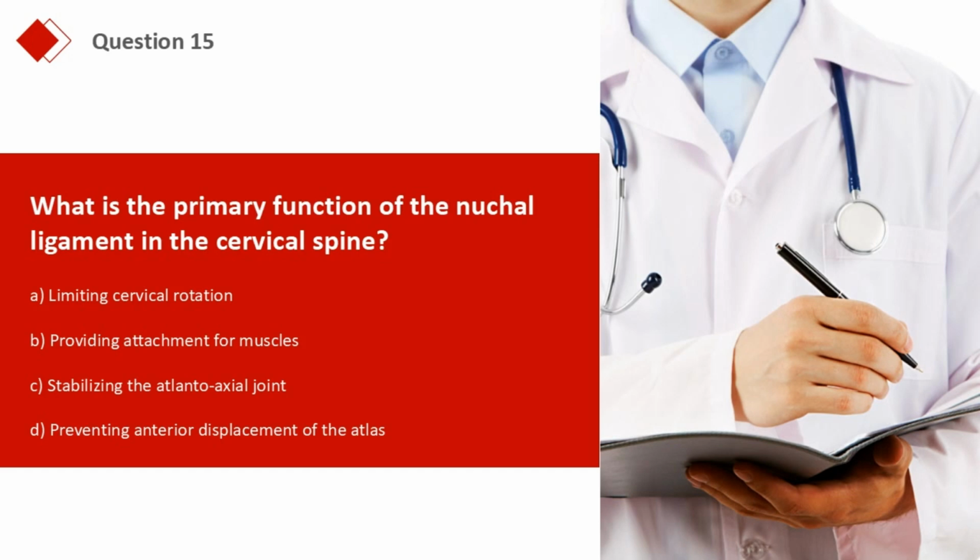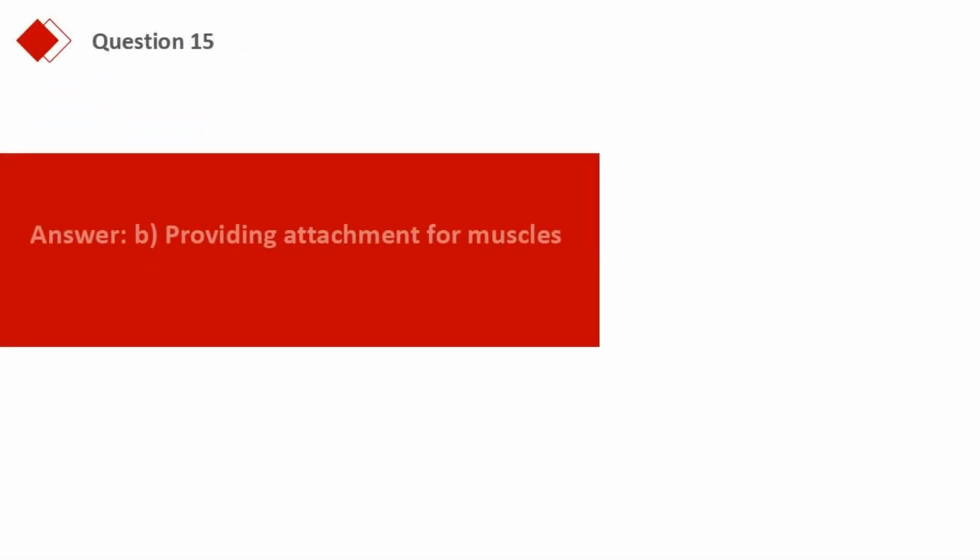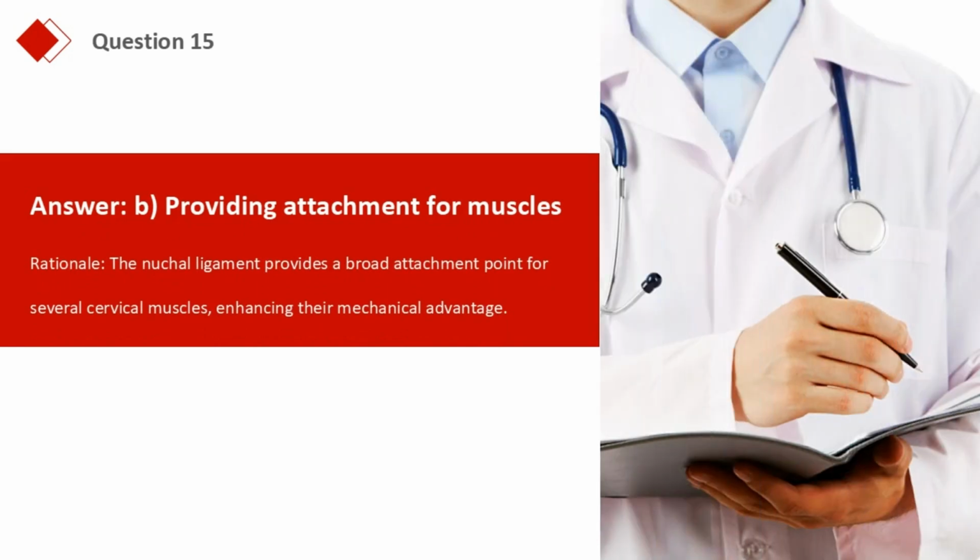Question 15. What is the primary function of the nuchal ligament in the cervical spine? A. Limiting cervical rotation. B. Providing attachment for muscles. C. Stabilizing the atlantoaxial joint. D. Preventing anterior displacement of the atlas. Answer: B. Providing attachment for muscles.